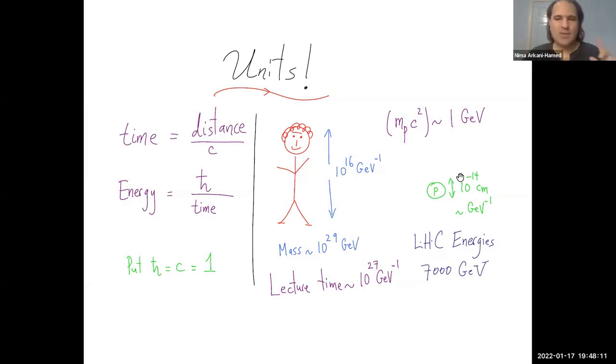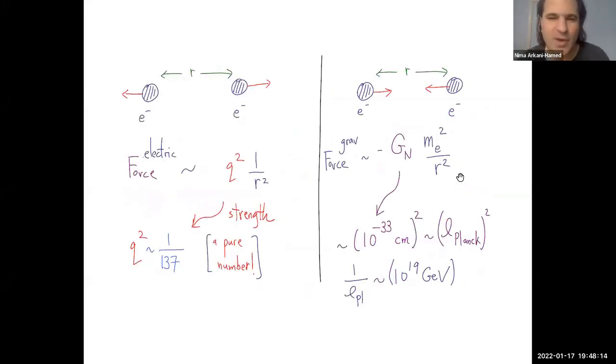All right, so we only have this one unit, but now let's return to some very basic things that you probably all remember from high school physics. If we look at the electric force between two electrons, we know that it goes like some charge squared divided by r squared. But now if we use what we just learned about the units, remember force has units of mass times acceleration, and that is units of 1 over length squared. So there's a 1 over length squared already here, and we learned something interesting: this coefficient q squared is just a pure number, around 1 over 137. That's the famous fine structure constant.